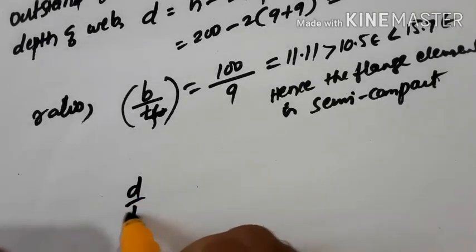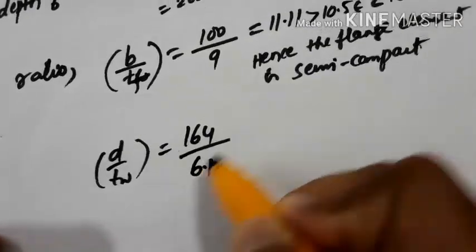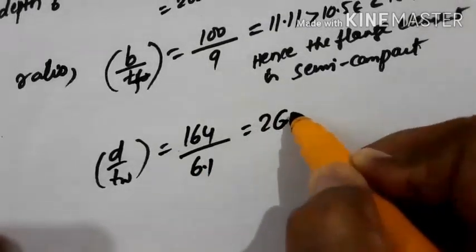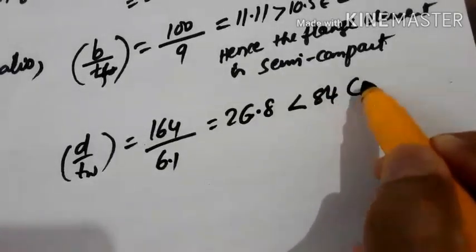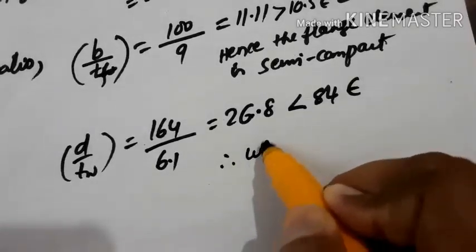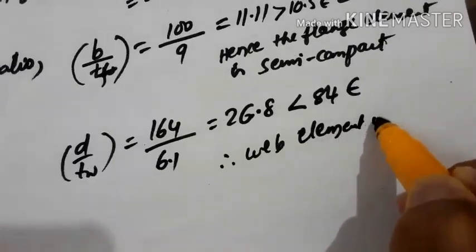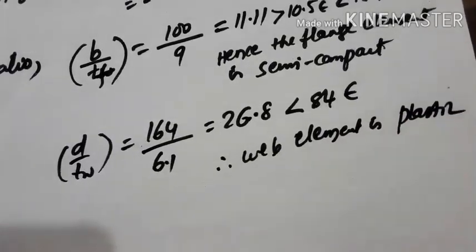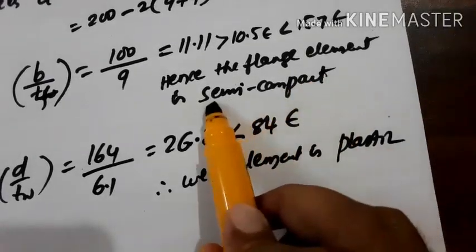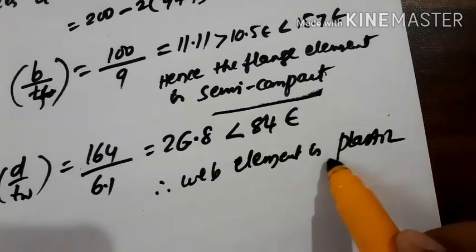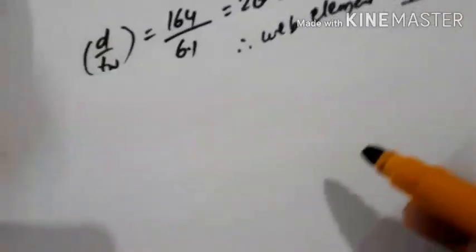Then the ratio of depth to thickness of web. So 164 divided by 6.1, what do you get? 26.8. So again it will be less than 84 epsilon. Therefore the web element is plastic. So in this case, one element, the flange element, is lying in semi-compact, and the web element is lying in plastic. But you have to take the least favorable condition.